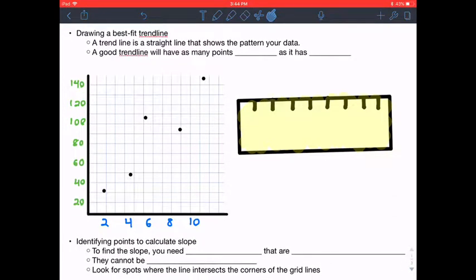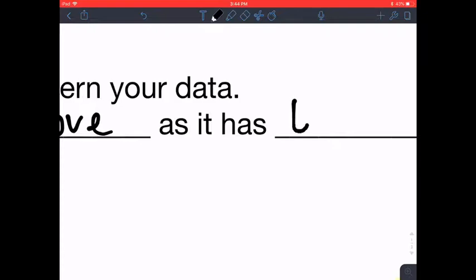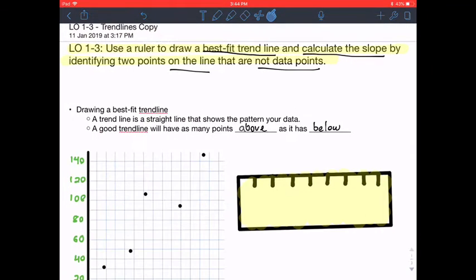All right, so when drawing a best fit trend line, what we're doing is we're making a straight line that shows the pattern in your data. A good rule of thumb here is that a good trend line will have as many points above the line as it does below the line.